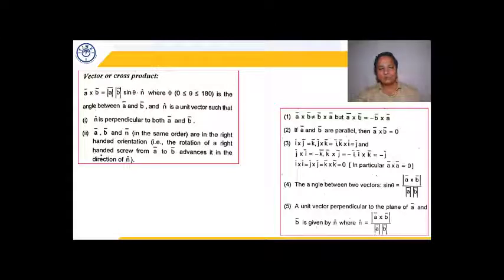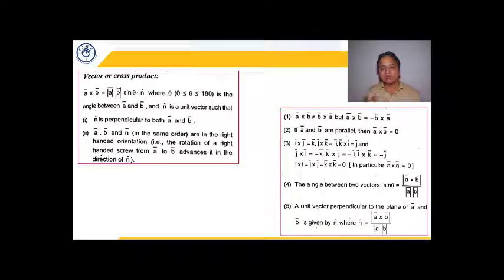Just revising the points we learned in the previous class. A cross B is not equal to B cross A, but A cross B is equal to minus B cross A. Second point, if A and B are parallel, then A cross B is equal to 0, because parallel vectors have a 0-degree angle between them, and in cross product sine theta is involved, sine 0 is 0.